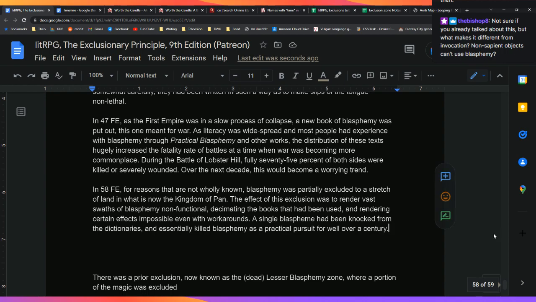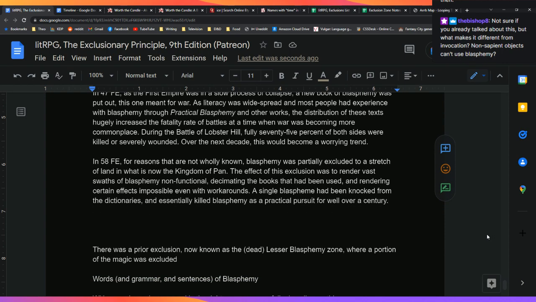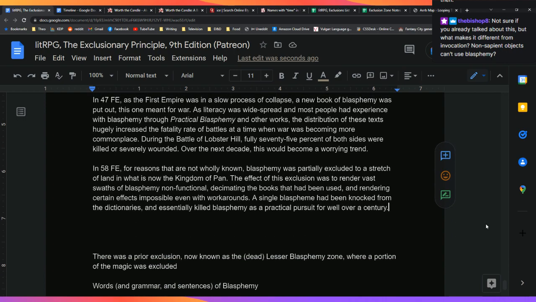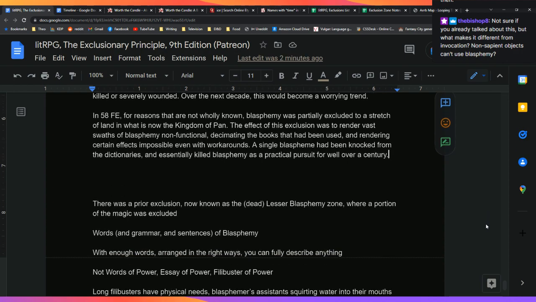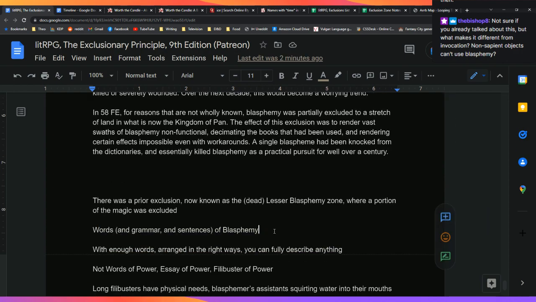But I like the idea of invocation being more about a dictionary of words, and blasphemy being more about structured sentences. This was the starting prompt for myself. It's words and grammar and sentences and whole arguments as a spell in a way that invocation wasn't. The invocation exclusion is literally just being able to make a specific word. Does that distinction make sense?